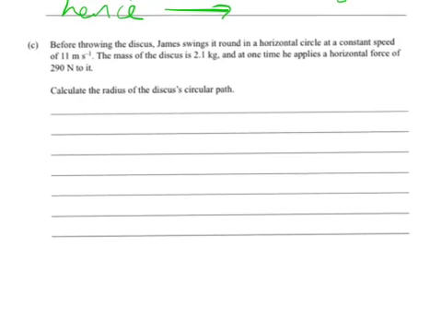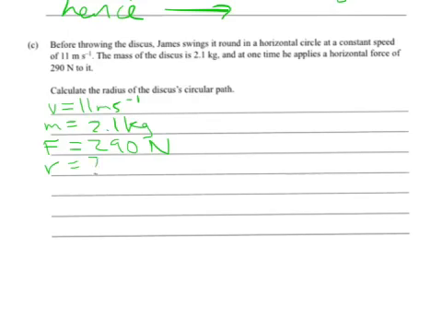C. Before throwing the discus, James swings it around in a horizontal circle at a constant speed of 11 meters per second. Let's write that down because it's going to be important. 11 meters per second. The mass of the discus is 2.1 kilograms. That's going to be important. 2.1 kg. And at one time he applies a horizontal force F of 290 newtons to it. Calculate the radius, r equals question mark, of the discus circular path.